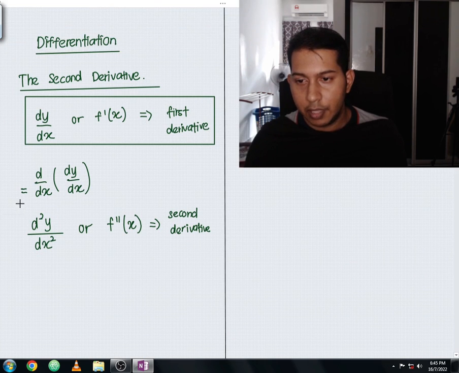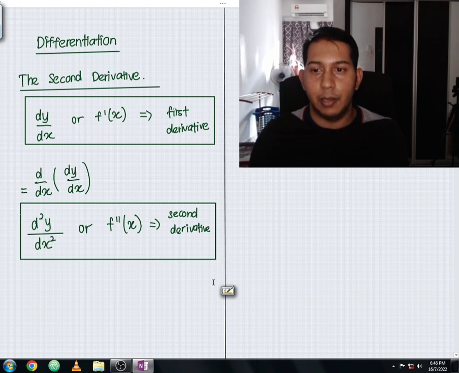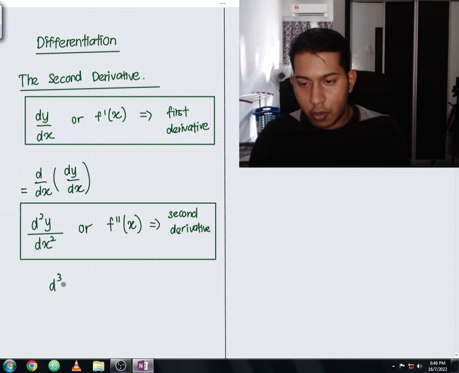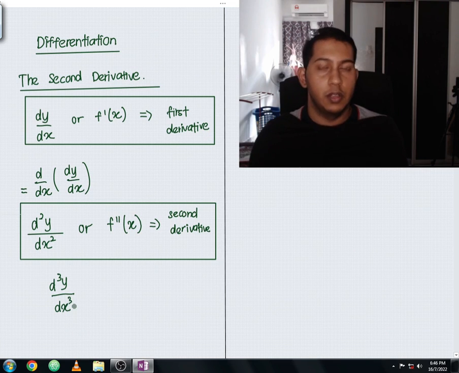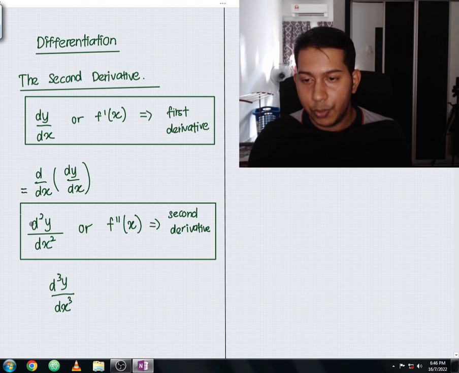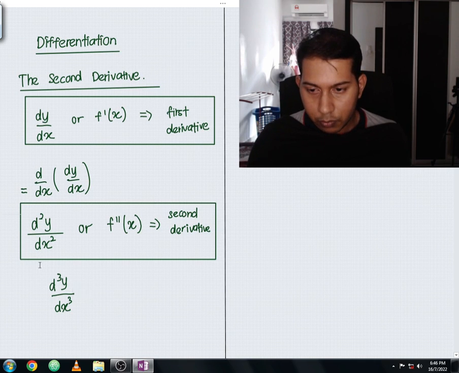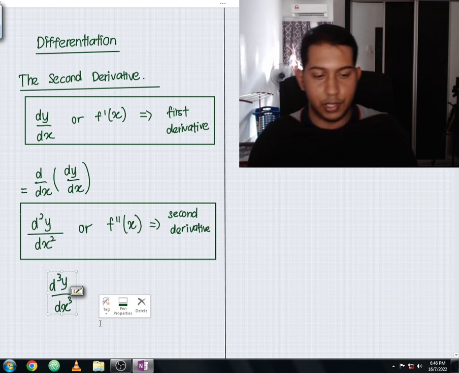So let me ask you a question. How are you going to write a third derivative? Your third derivative will be d cube y over dx cube. So this is the pattern, guys. It goes on and on when you want to differentiate four times, five times, and so on. But most of the time you only learn up to double differentiation or the second derivative. By the way, this is just for your extra knowledge.